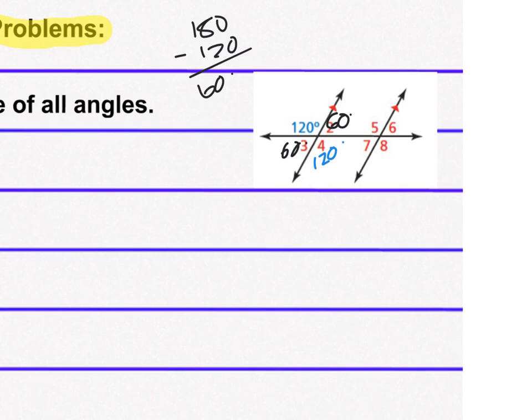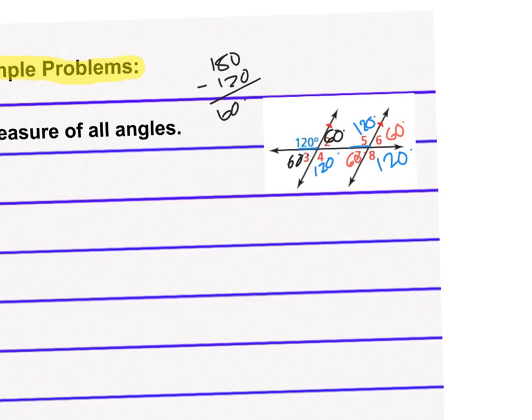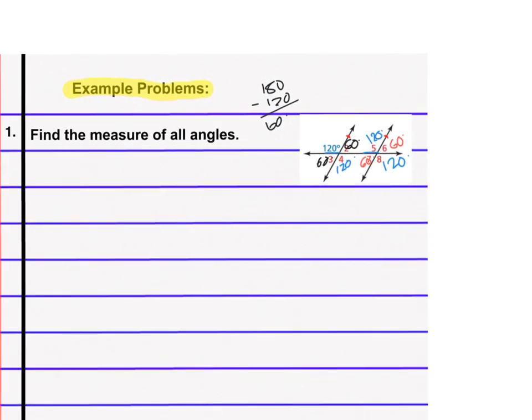All right, angle 5 is corresponding with 120. Corresponding should be congruent. So this is also 120, and then again, I'm just following that same pattern. So that is the measures, 120, 60, 120, 60, and it's always going to follow that pattern. It might not always be 120 and 60. It could be 130 and 50, 170 and 10.